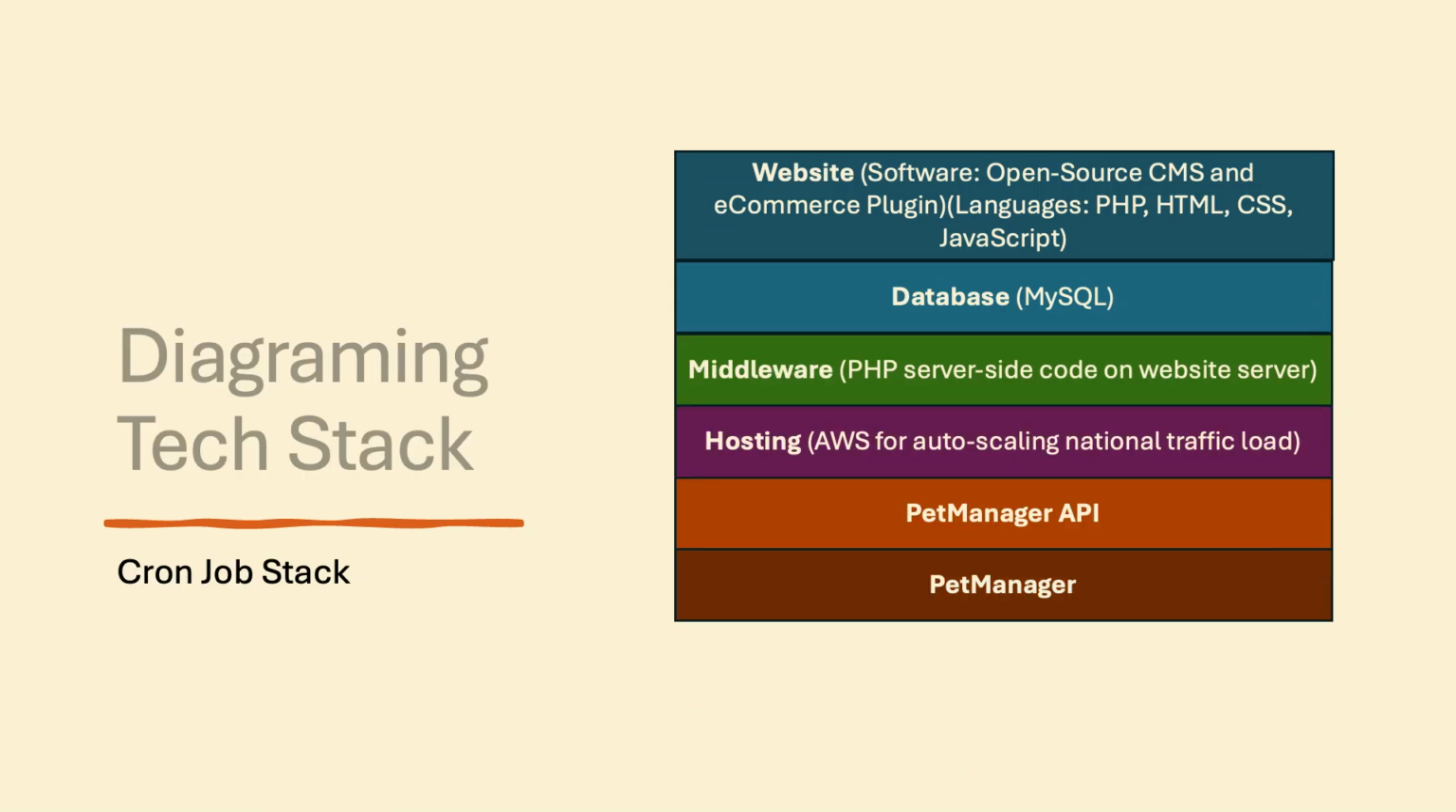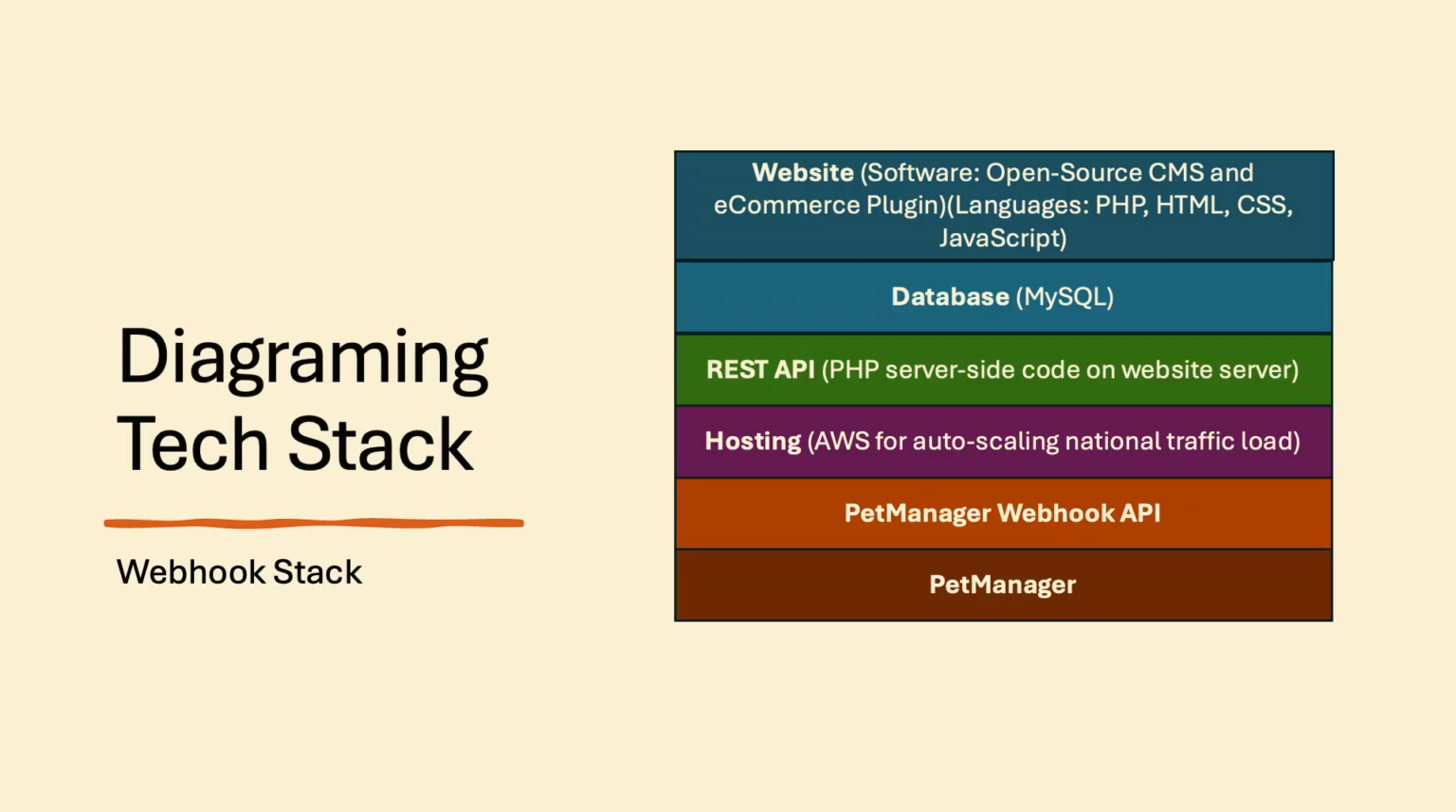The other stack that we'll use today is a cron job stack. What this does is, you'll notice in the green, there's a middleware that will have some basic code at a PHP level that bridges the gap to the Pet Manager API. So this middleware brings the data from the Pet Manager API into the website database for presentation on the website layer.